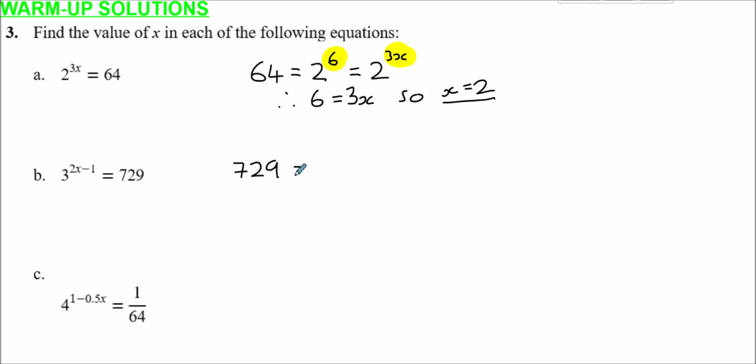Anyway, 729, if you want to try the calculator you can, is 3 to the power 6. And 729 we're told is also this, 2x minus 1. So in the same way as part A, we can now equate these exponents. So therefore 6 must be the same as 2x minus 1. A simple rearrangement of this equation, add 1 to both sides, divide by 2, we get that x must be 7 over 2.